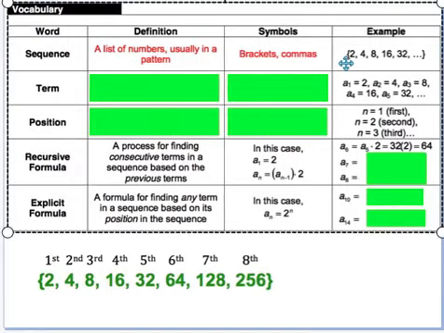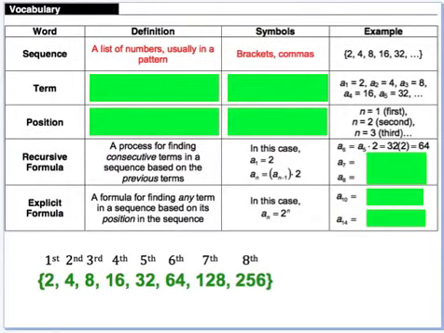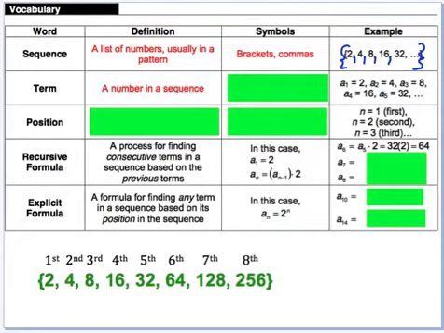Notice here I have these little sideways mustaches or brackets, okay? And I separate each term by a comma. Now, when I say term, what the heck am I saying? I've used that word a lot. It's just a number in a sequence, okay? If I say, what is the third term? Well, in this sequence up here, the third term is 8. It's just one of the numbers in the pattern.